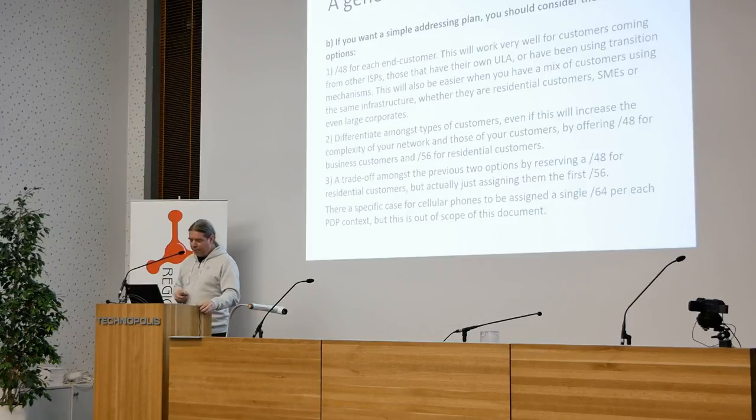There is a specific case for cellular phones, and for cellular phones, the GGSN actually assigns a /64 to each phone. This has been standardized by, I think, 3GPP, and this is how it is. So in the cellular world, it's a little bit different, but if you connect a router over the cellular phone, then it falls into this category. It's just a CPE, so you do a /64 on the cellular part, and then you assign the prefix delegation of /56 or bigger to the CPE.